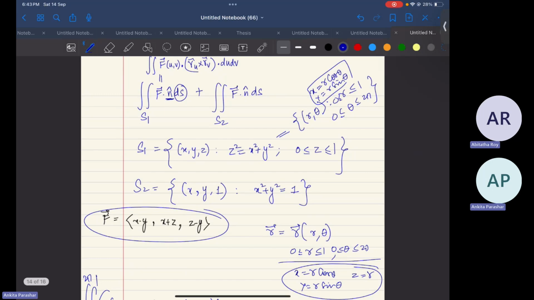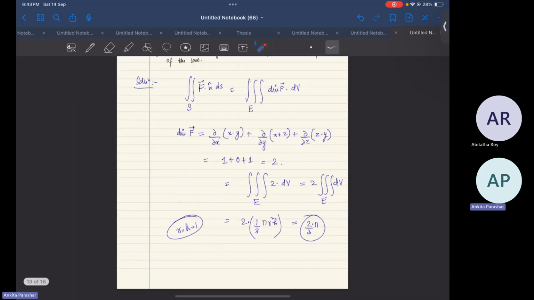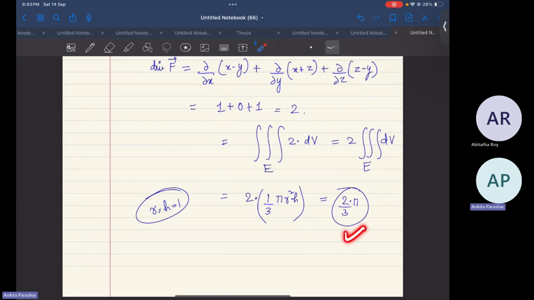And the same thing for S2. If you want to parameterize S2, then how would you parameterize? In this case, your r will be fixed because radius is 1. For S2, you will just simply write x to be cos theta, y to be sin theta, theta from 0 to 2 pi. All right, so r is from 0 to 1 and theta from 0 to 2 pi, and your z is fixed, which is 1. So you can do this. I'll leave this part. And you have to match up this value from there somehow.